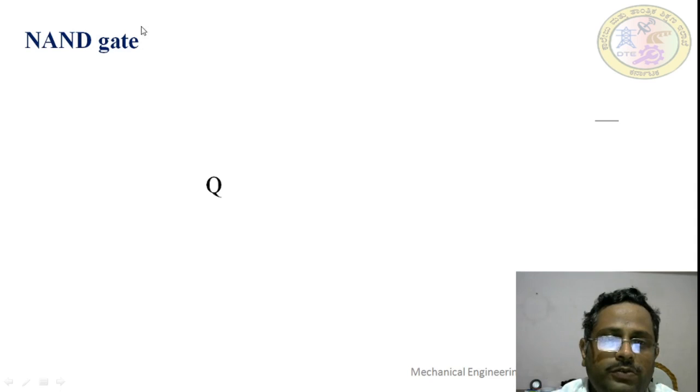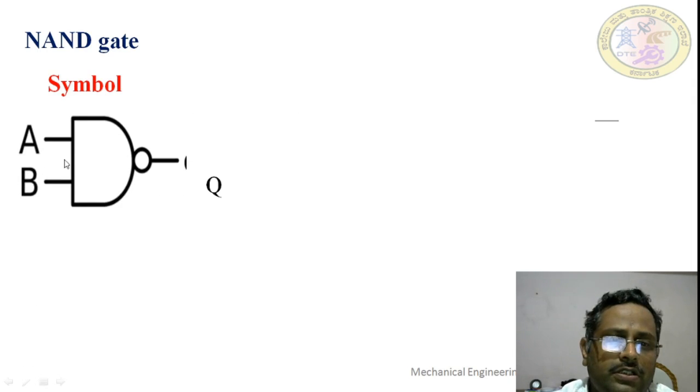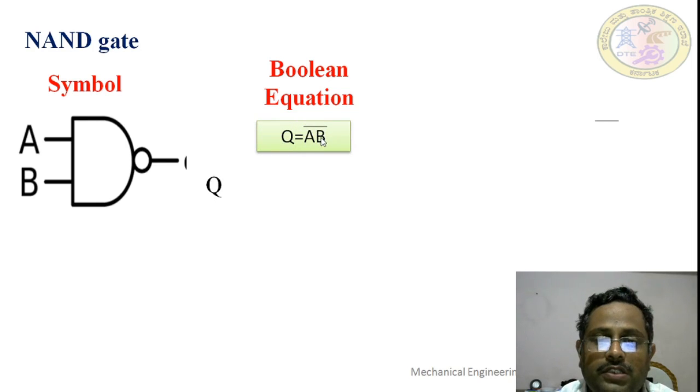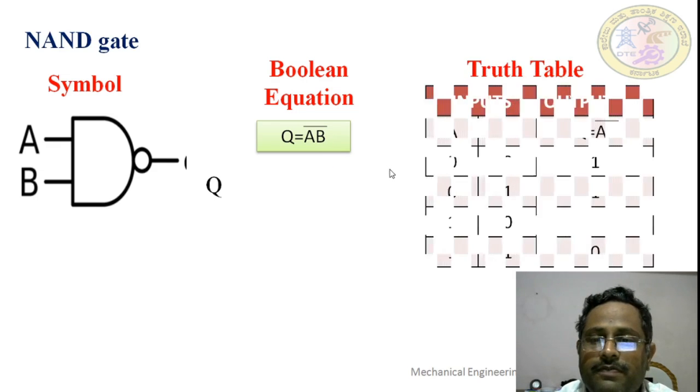Here the output is low when all the inputs are 1. The symbol of the NAND gate is the AND gate followed by a circle on its output. If A is 1, B is 1, then the output is 0. The Boolean equation for this NAND gate is Q is equal to A into B, whole bar. If the AND gate is A into B, just the inversion of this AND gate is the NAND gate. The truth table is as follows.